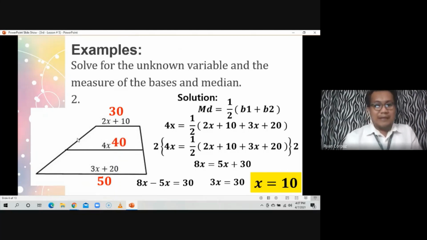So we got the exact measure of the bases and the median by getting first the value of x. So that's how we solve example number 2. You have any questions about it? So let's proceed.